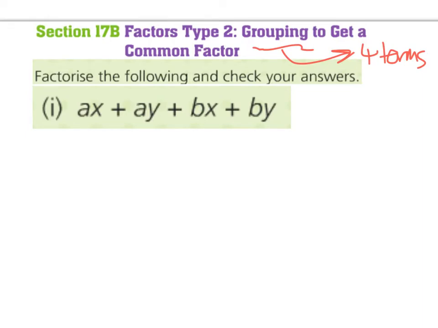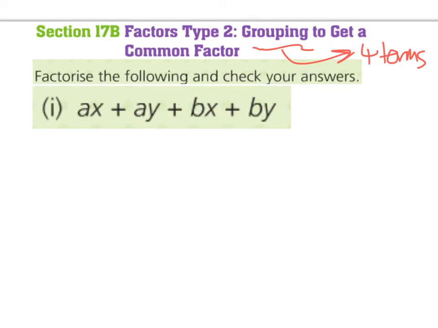Let's have a look at the first 2 terms, AX plus AY. Is there something common to both of those terms? Yes, there is. There's an A common to both. Now let's have a look at the last 2 terms, BX plus BY. Is there a term common to both of those terms? Yes, there is a B.